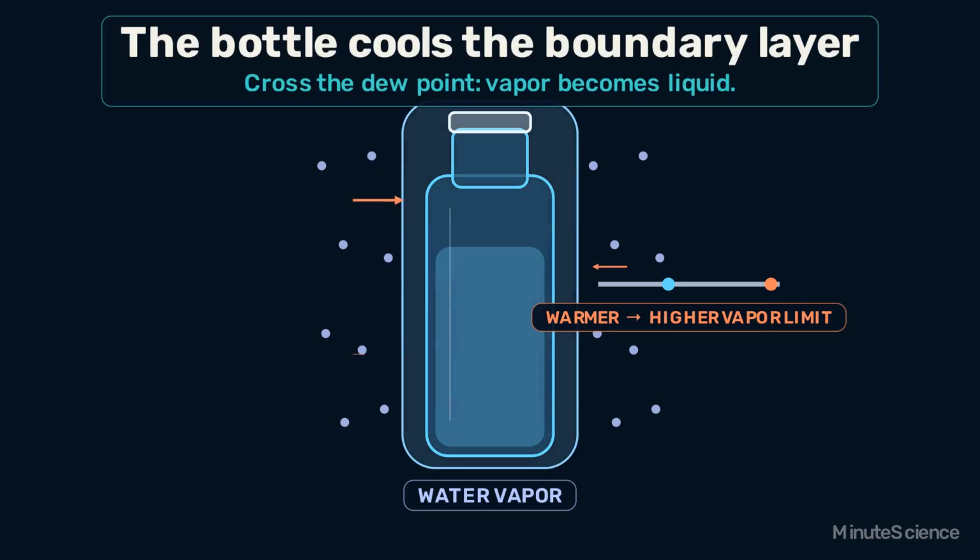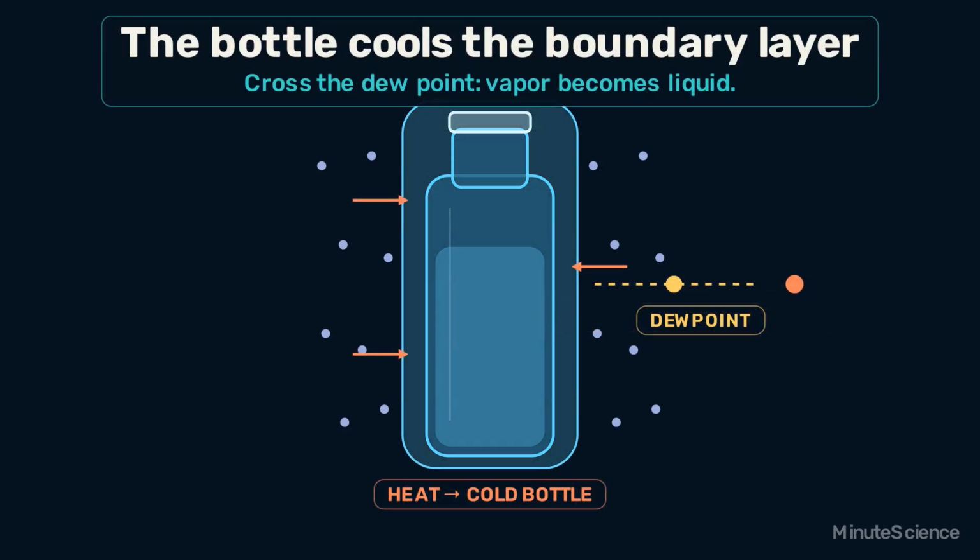The cold bottle cools the thin layer of air touching its surface. As that air cools, it may reach the dew point. The dew point is the temperature at which the existing amount of water vapor becomes sufficient for saturation. Cool the air below that point, and some water vapor changes phase from gas to liquid. The resulting droplets collect on microscopic scratches, dust particles, and other nucleation sites on the bottle.